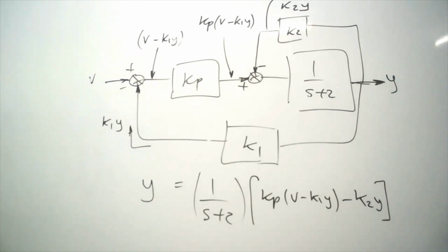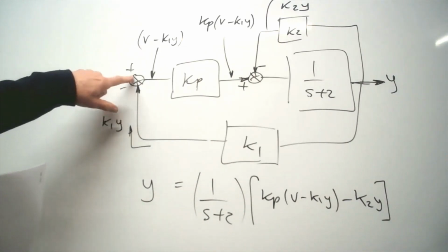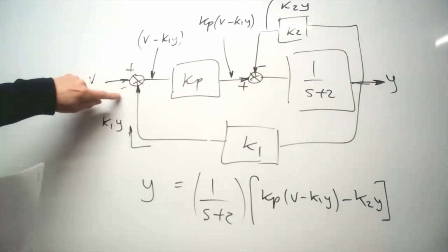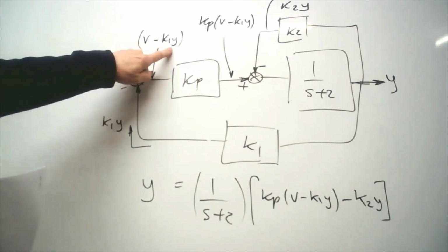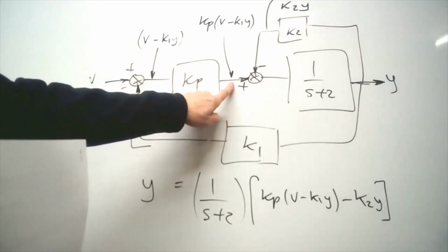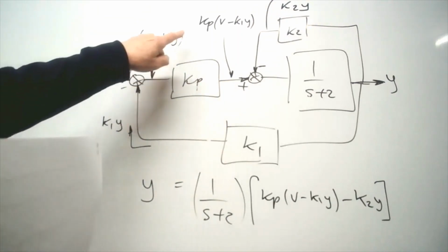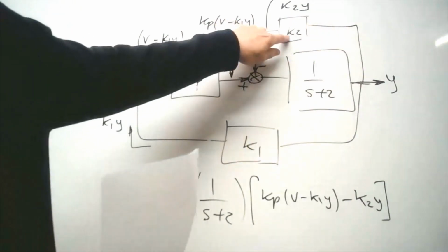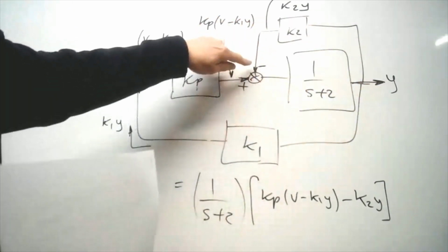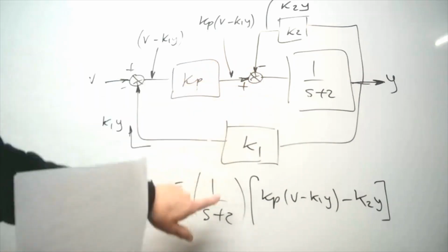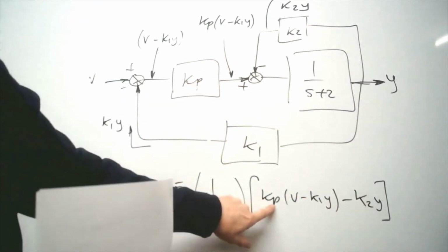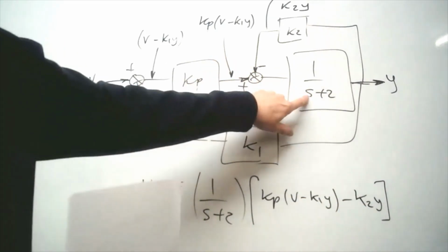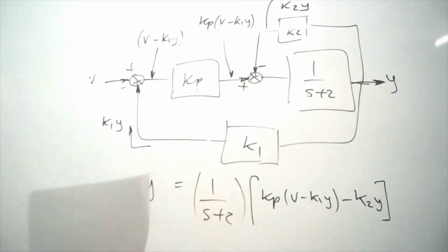So looking at this, this is K1Y. This is a plus and minus, this is plus V minus this. It's going to be V minus K1Y. Then this one here is going to be this times this, so it's going to be KP(V minus K1Y). Then this signal here will be K2Y, and then you've got plus this minus this. So that's that signal times that box is equal to that, which is that equation there.